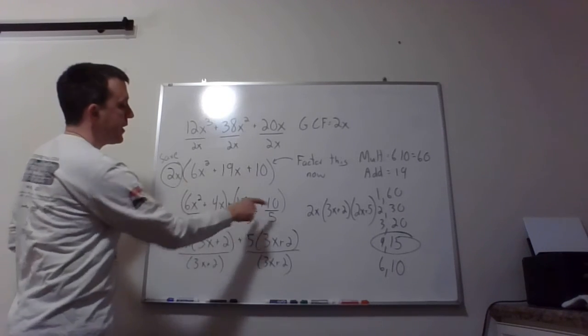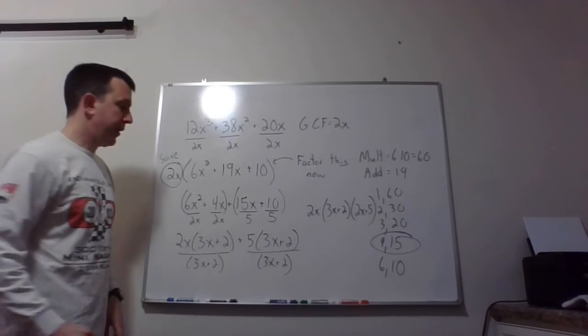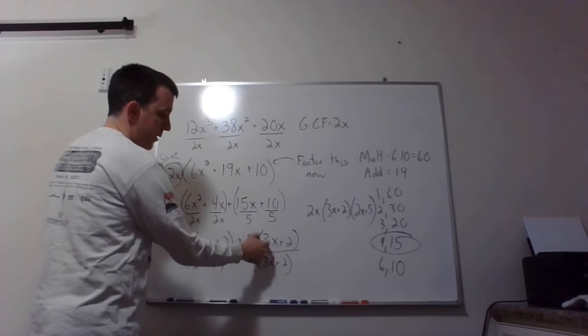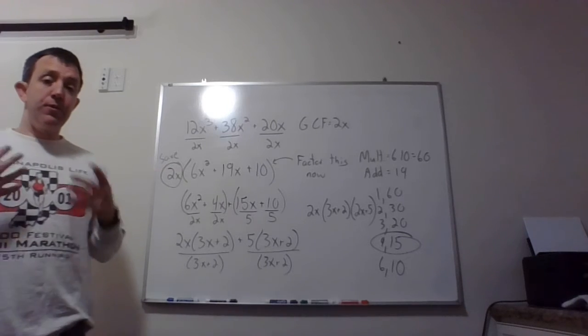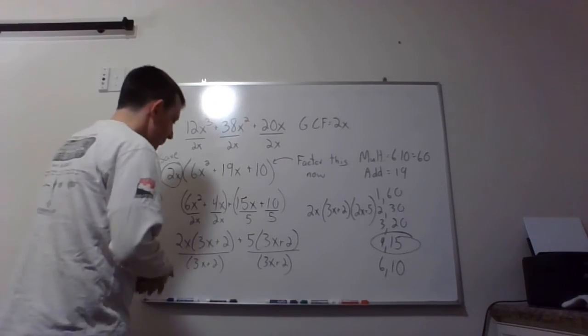For the second one, 15x and 10, they have just a 5 in common. So that's what I'm dividing by there. 15 divided by 5 is 3. 10 divided by 5 is 2. So I have 3x plus 2. And I'm remembering to put that 5 in front. Okay, when you do that division, always put that number you're dividing by in front.